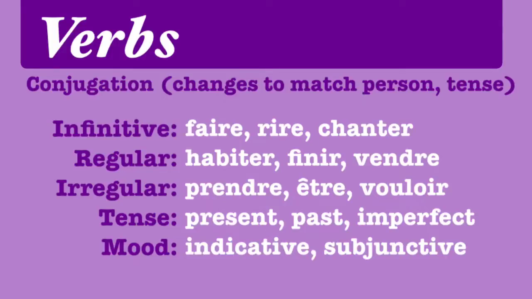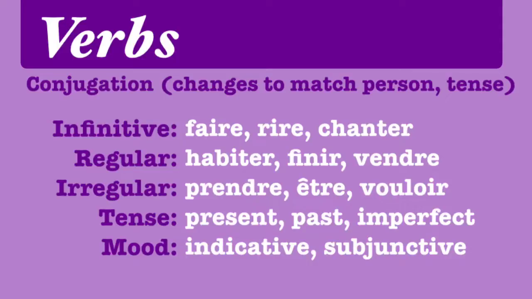So that's what conjugation refers to. Now in French, verbs fall into two categories as far as conjugation: regular and irregular. As far as regular verbs go, there are three categories based on their endings: regular ER verbs, which end in ER, regular IR verbs ending in IR, and regular RE verbs ending in RE. So we have three examples of regular verbs here.